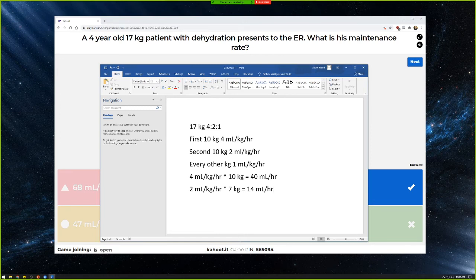I'm not going to ask you to pick the fluid or anything like that. I just want you to know what the rate's going to be, okay? This is a very good, handy skill to learn early on.